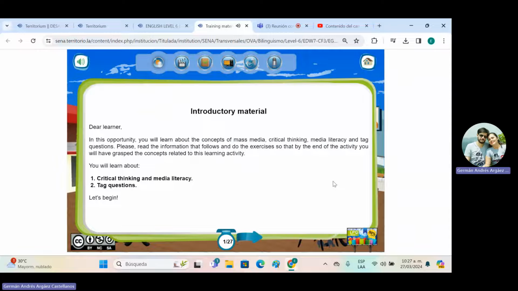Introductory material. Dear learner, in this opportunity, you will learn about the concepts of mass media, critical thinking, media literacy, and tag questions. Please read the information that follows and do the exercises so that by the end of the activity, you will have grasped the concepts related to this learning activity. You will learn about: 1. Critical thinking and media literacy. 2. Tag questions. Let's begin.